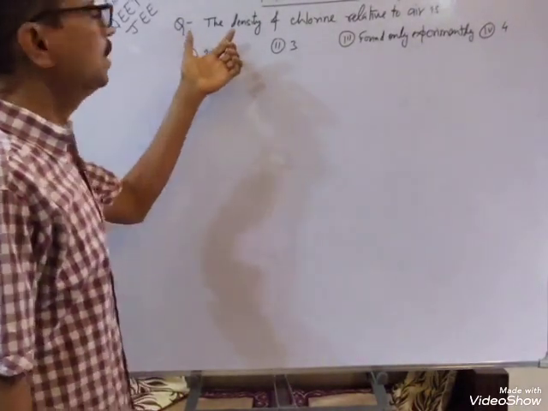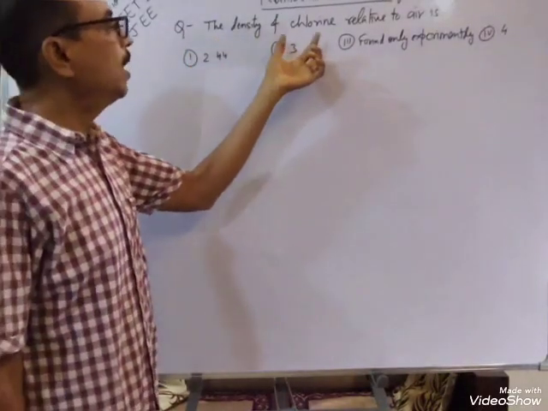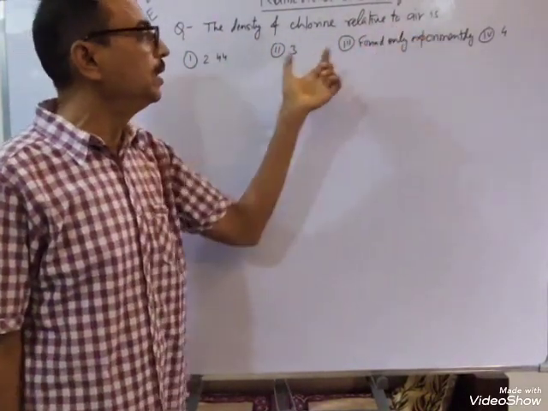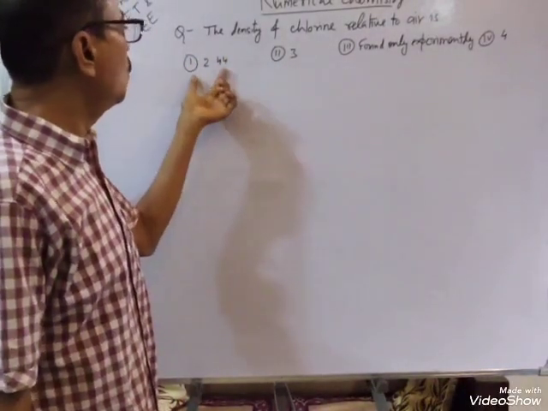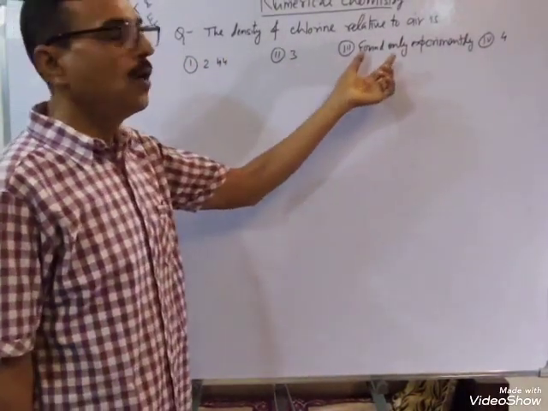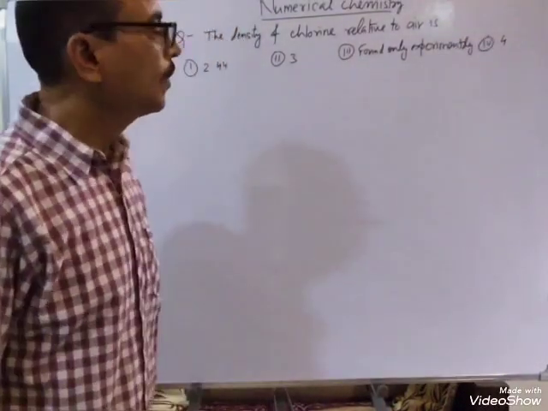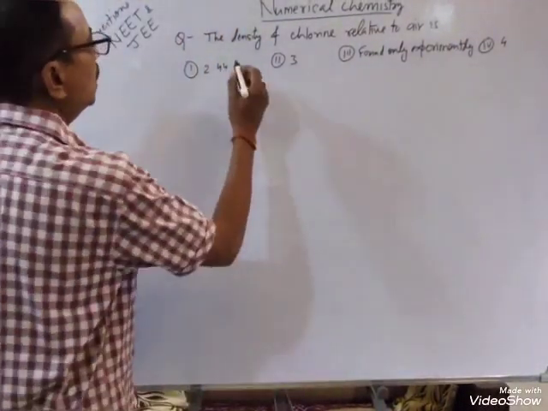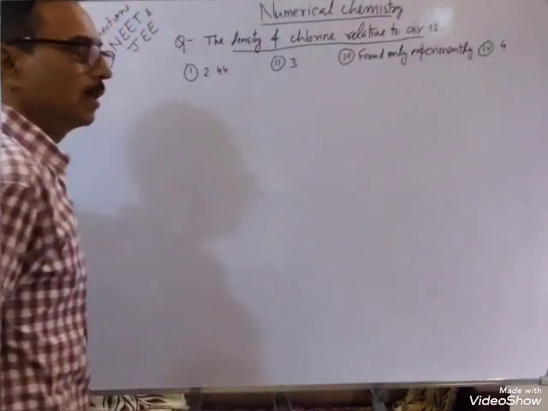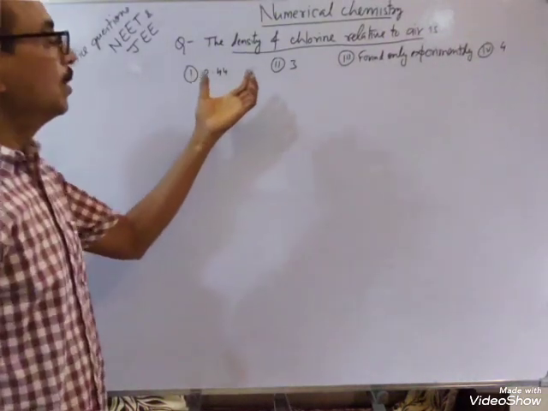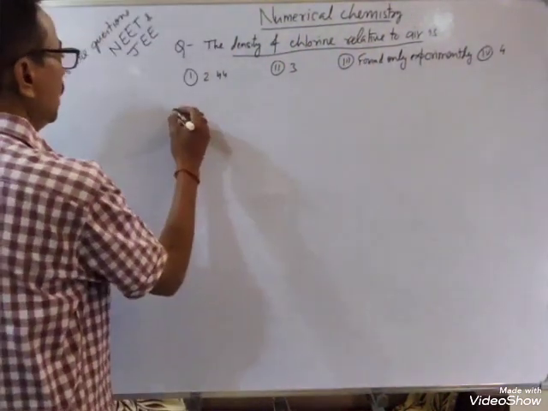First question, this is asked in NEET. The density of chlorine relative to air is: there are four alternatives: 1) 2.44, 2) 3, 3) found only experimentally, and number 4) 4. So how will we solve it? Density of chlorine relative to air. It means with respect to air, what is the density of chlorine? Let us see.